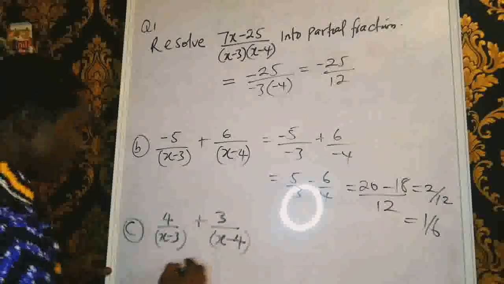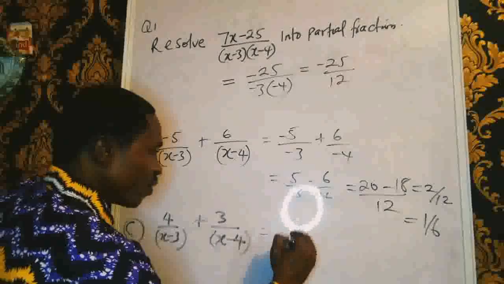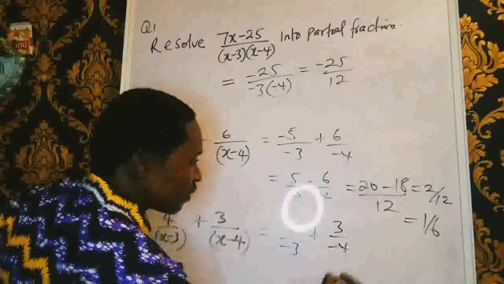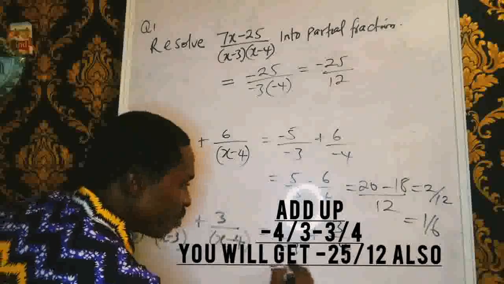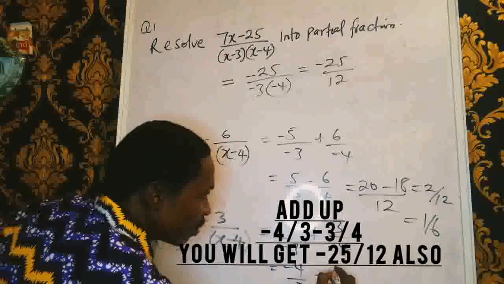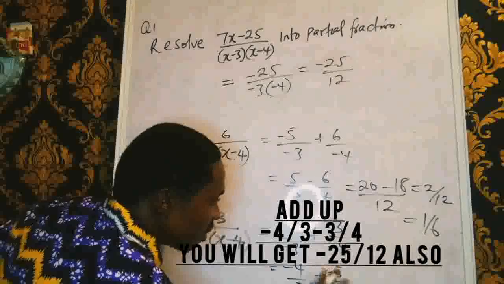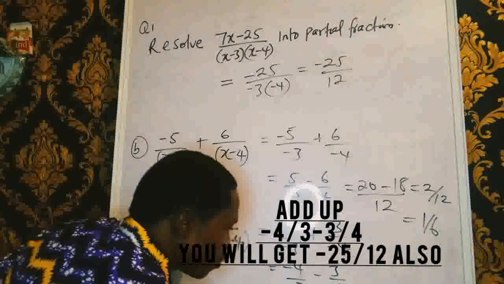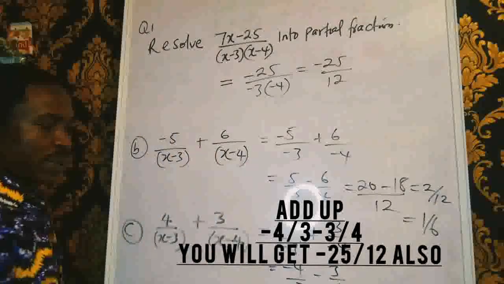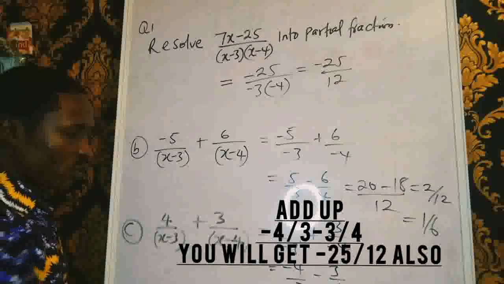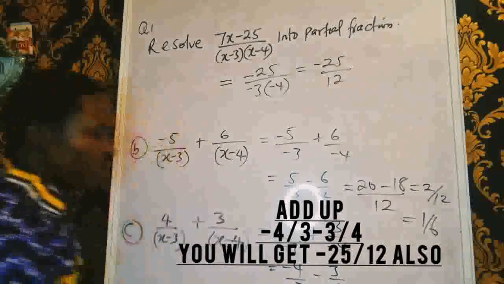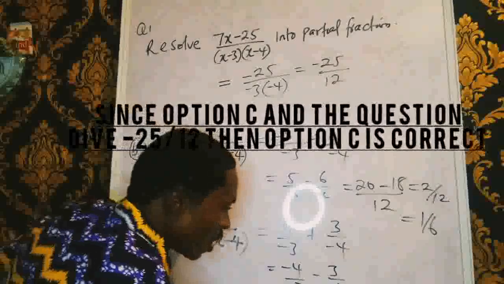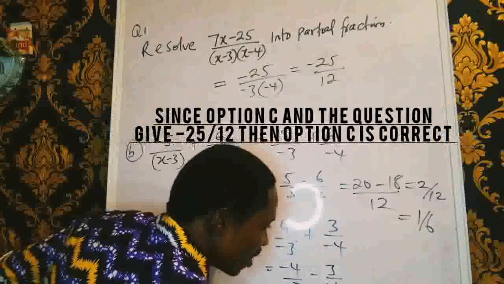Now in C, we are going to have 4 here minus 3 here, then plus 3 here minus 4 here. So we end up having minus 4 over 3 minus 3 over 4. As usual, we take the LCM. The LCM is 12. So 12 divided by 3 will give us 4, times this we have 16. Minus 12 divided by 4 will give us 3, times this we have minus 9. So we have minus 25 all over 12.